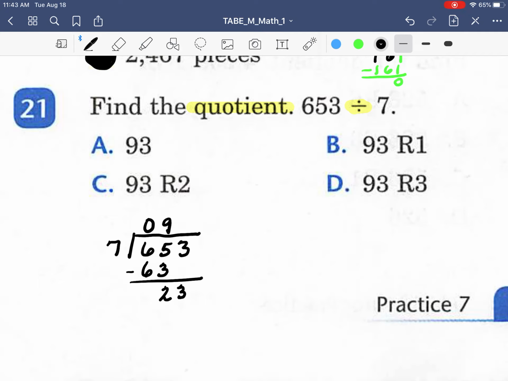This is interesting. 7 into 23. That's 7, 14, 21. 3 times with 2 left over. So on the very last question, they throw us a remainder, but that can certainly happen. 93 remainder 2. So the answer to 21 is C.